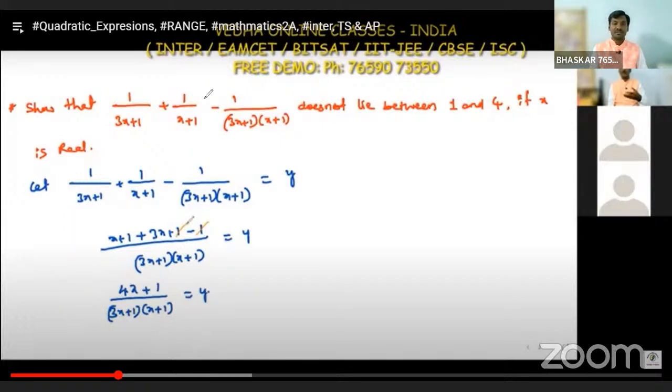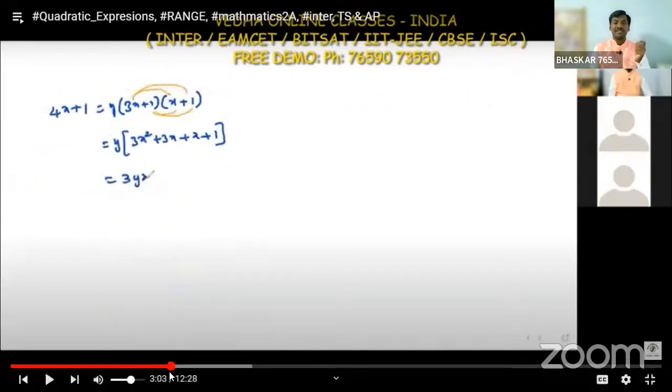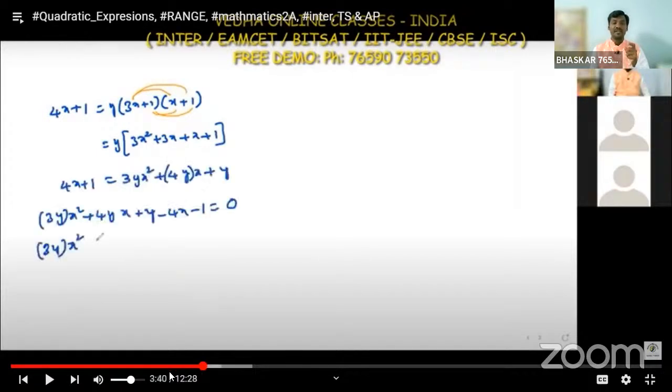Now, if we go to the next step, I'm sending this denominator to the right side. That side it was divided, that's why it will multiply on the right side. So (3x plus 1)(x plus 1), multiply. By multiplying we get 3x square plus 3x plus x plus 1, like that.